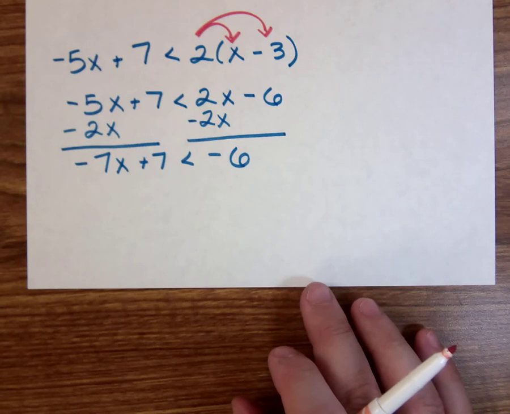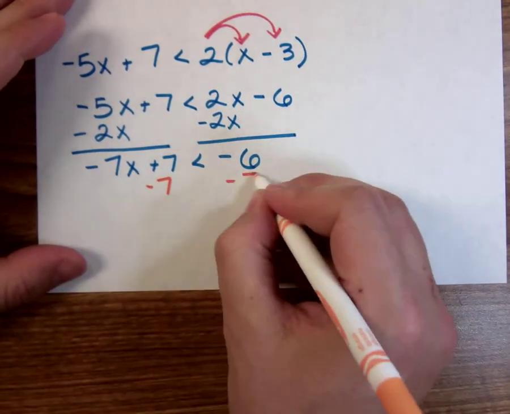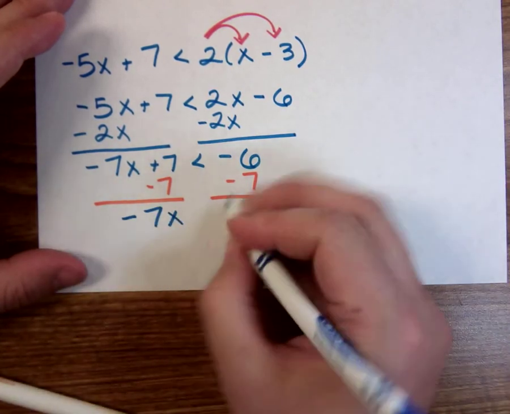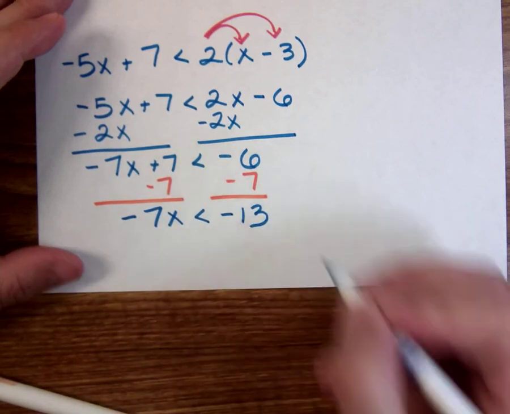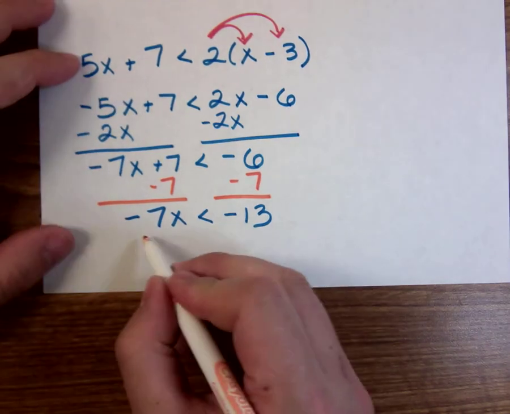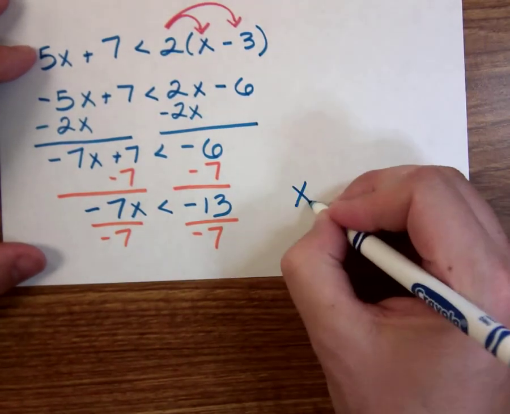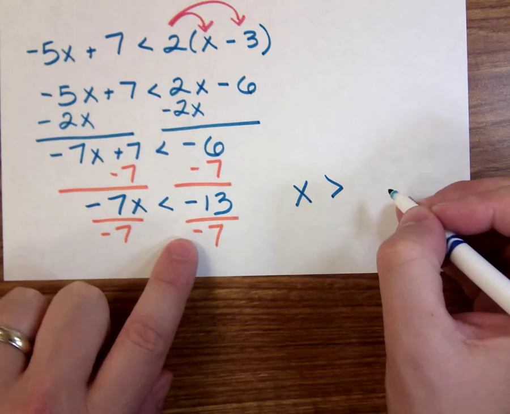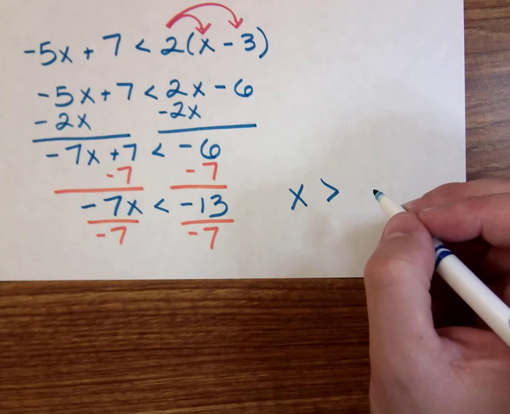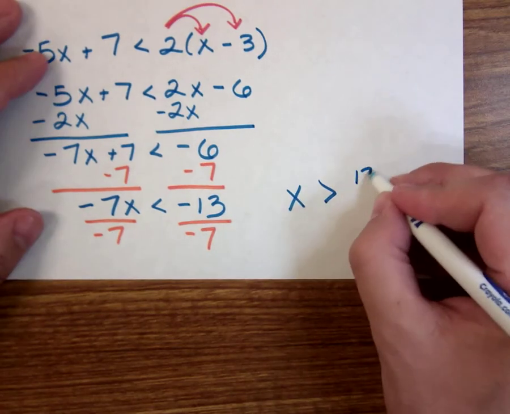Now what should we do? Let's minus the 7. That's a good idea. Which gives us negative 7x is less than negative 13. Then what? Divide by negative 7. When we divide by a negative, what happens? So instead of less than, it's greater than. Negative 13 divided by negative 7 does not come out to be a real nice whole number. It's a negative divided by a negative, so it's positive, but 13 divided by 7 is just 13 sevenths.